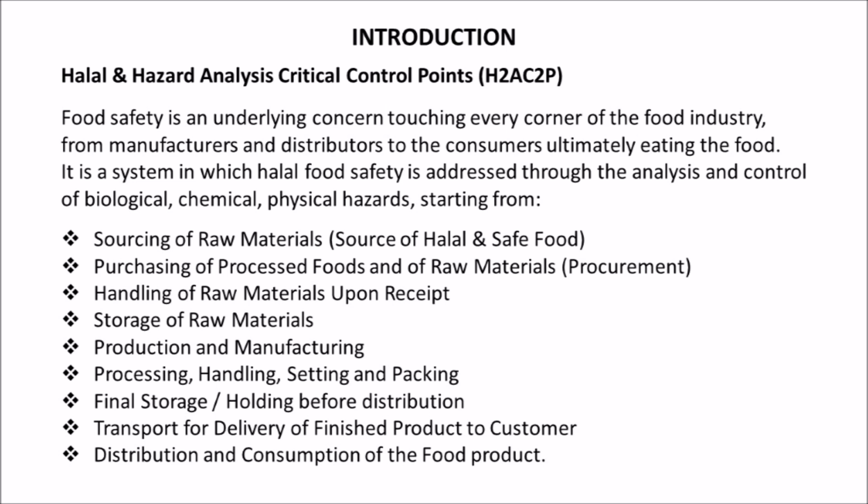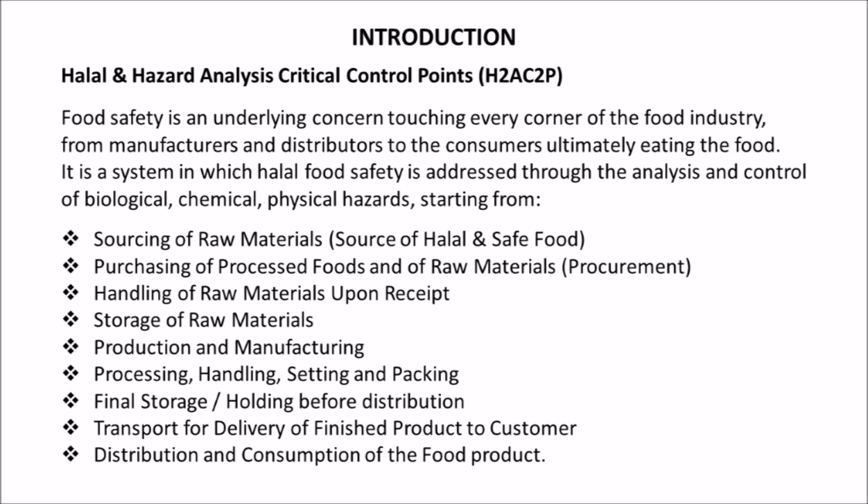All right. Food safety is an underlying concern touching every corner of the food industry, from manufacturers, distributors, even service providers to the customers, ultimately eating the food. It is a system in which halal food safety is addressed through the analysis and control of biological, chemical, and physical hazard, starting from sourcing of raw material. We're talking about from farm to fork, from fields of origin to the table.